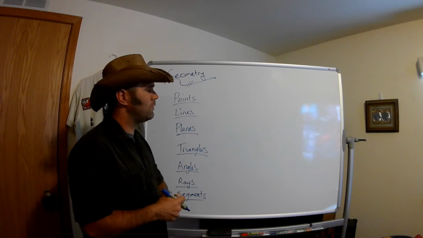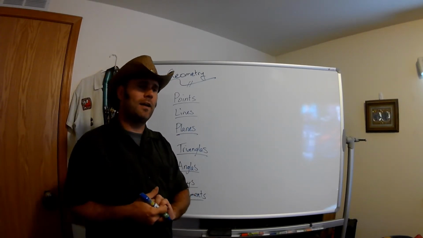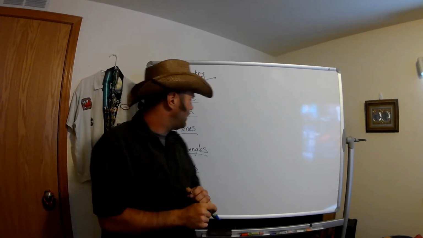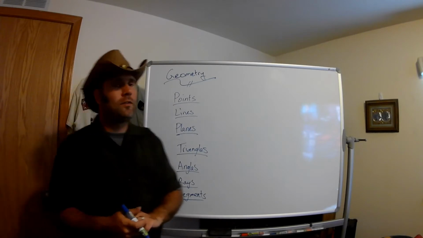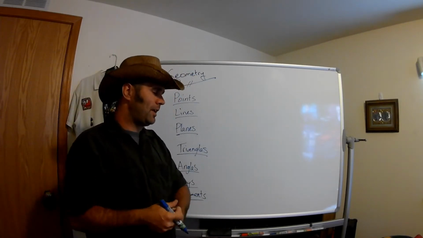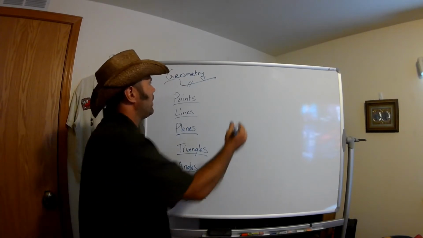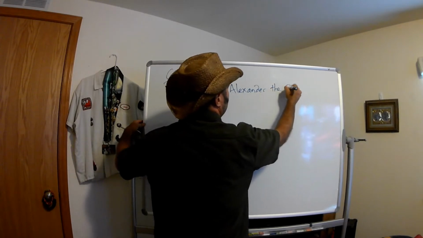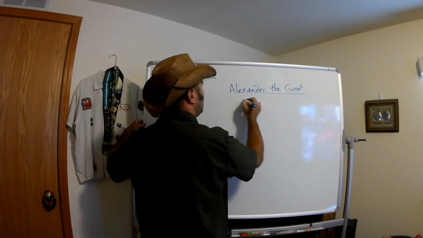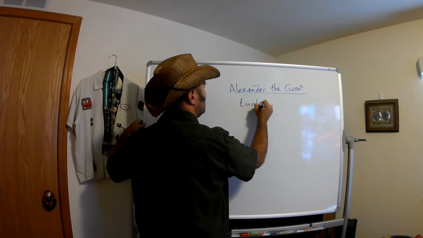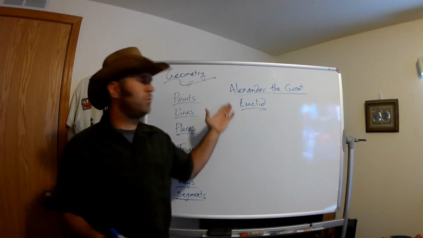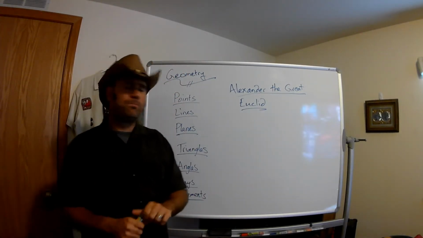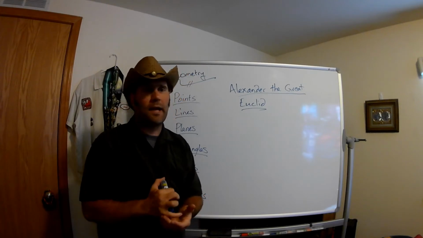So we're going to first go back and look at a gentleman named Alexander the Great today. And he does play a role here, strangely enough. Alexander the Great. And we're also going to look at Euclid. So these are the two people we're going to be looking at today, as well as some terms. So let's start off with Alexander the Great.